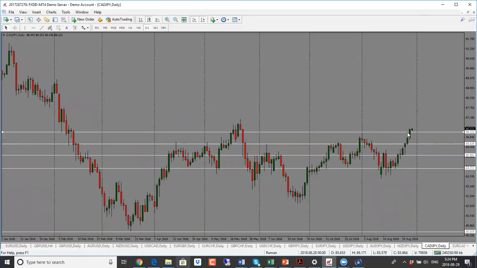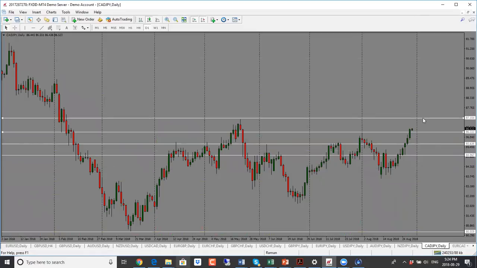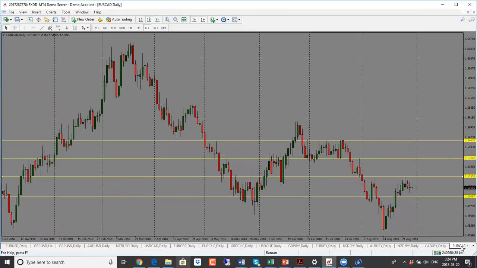CAD yen, this was looking bullish. It has gone up, and now we're still bullish on this one. I'm looking for it to go into the 700 level, back at the top of this pin here. So bias is bullish for CAD yen as well.